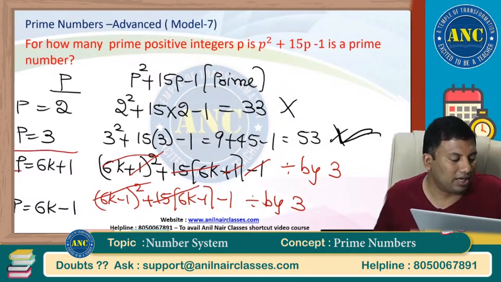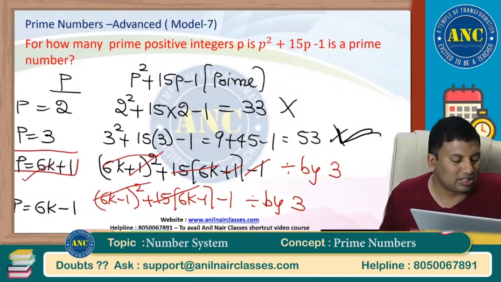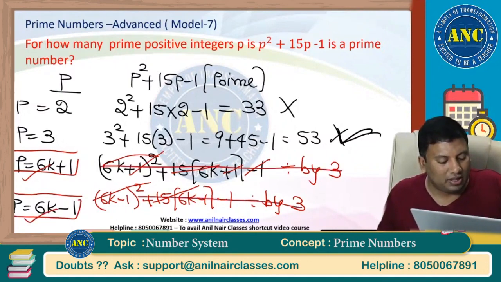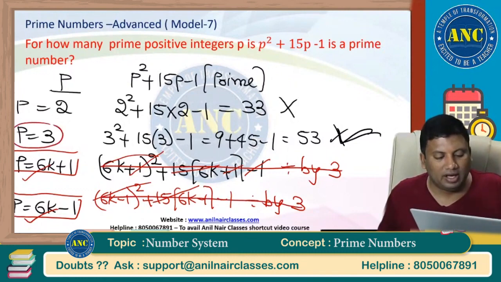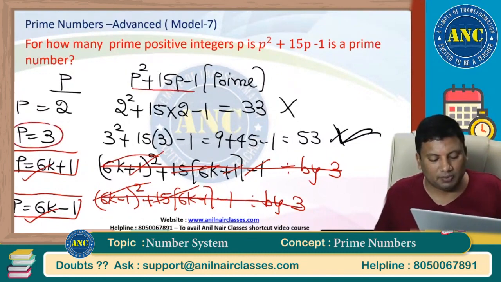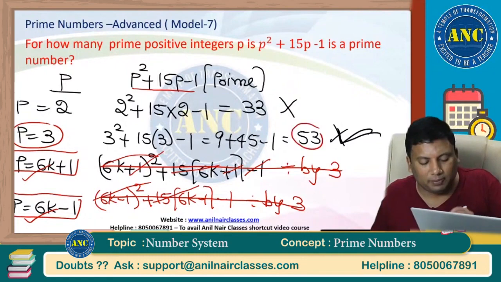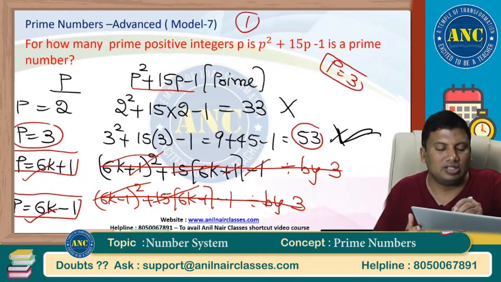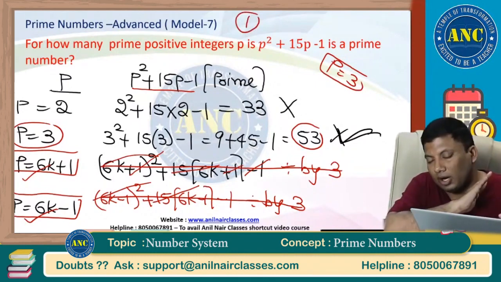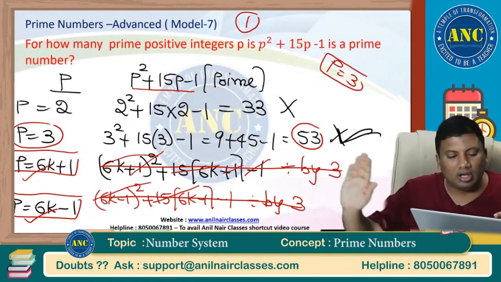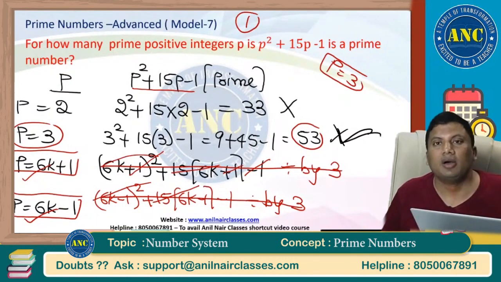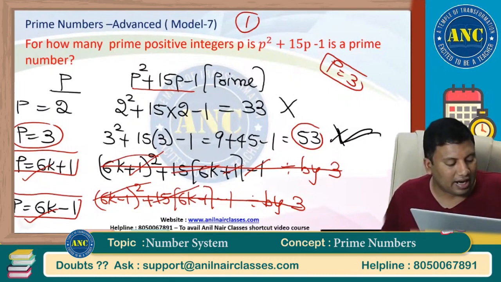Any prime number greater than 3 is of the form 6k plus 1 or 6k minus 1. Both result in the right hand side being divisible by 3. So this cannot be. The value of p which will make this quadratic expression a prime number is nothing but p equivalent to 3. How many prime values can it take? 1. This is the beauty of our classes. One subtopic, all the models will be cleared so that you will not find it difficult to write mocks and therefore write the CAT examination.